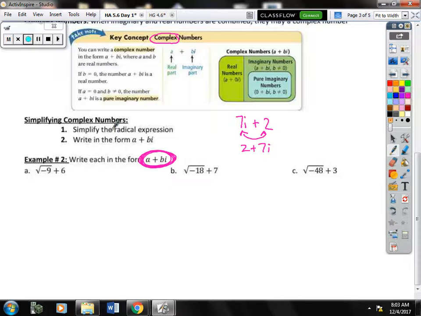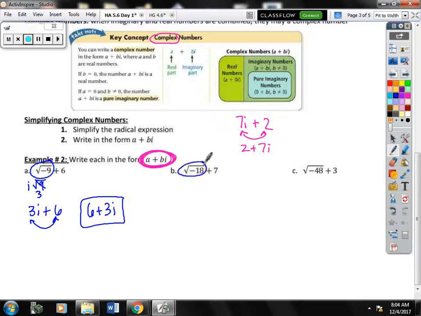So when you're doing these, you want to simplify the radical part first. You could rearrange it first as well, but typically we're going to simplify the radical. So this would become i square root of 9. And then we take the square root of 9, which is just 3. So this would be 3i plus 6. Again, we want it in the form a plus bi, so we are going to flip this around and make it 6 plus 3i instead of 3i plus 6.